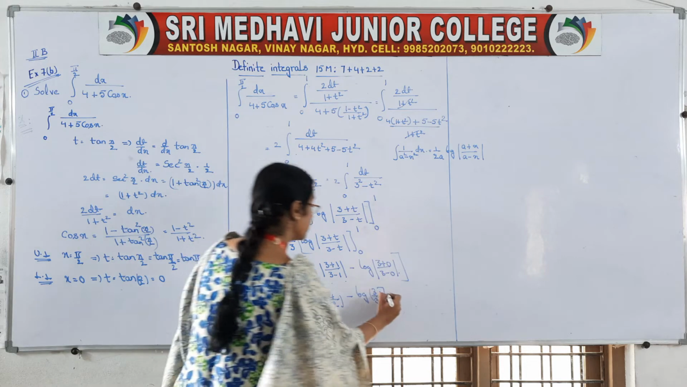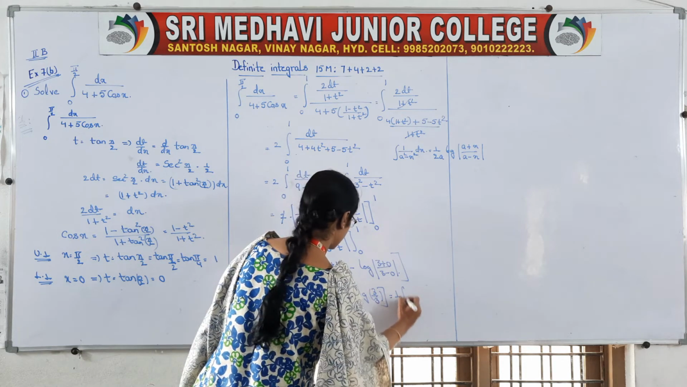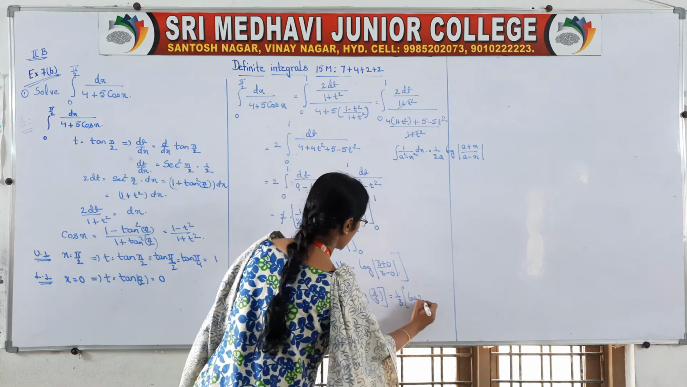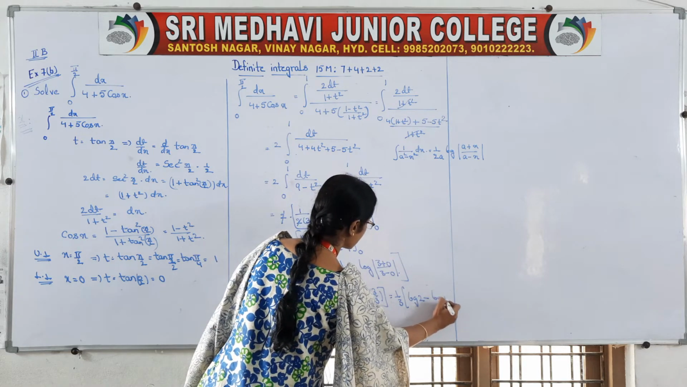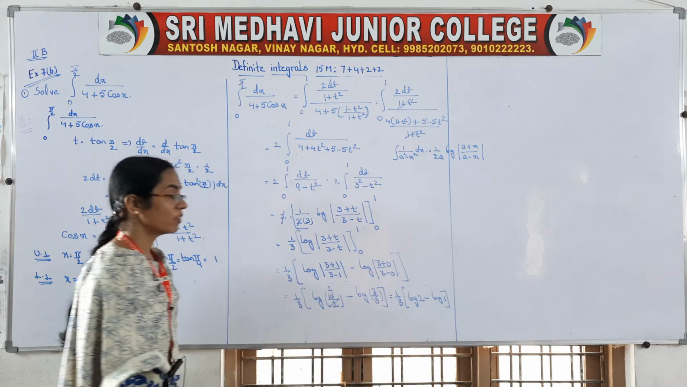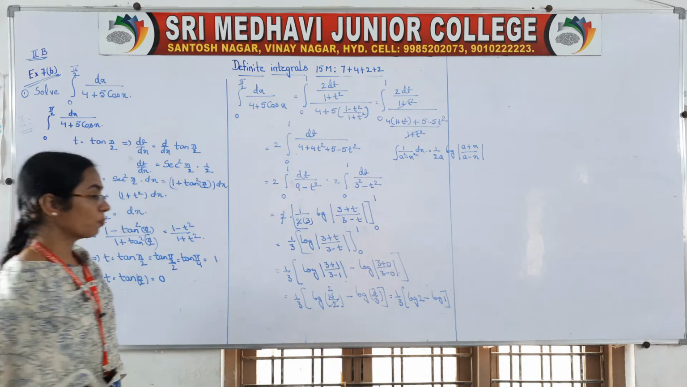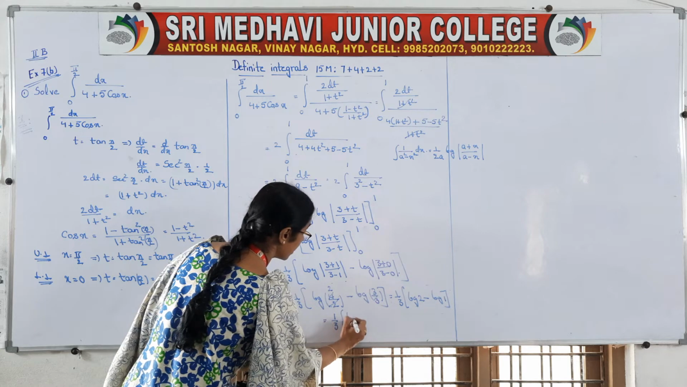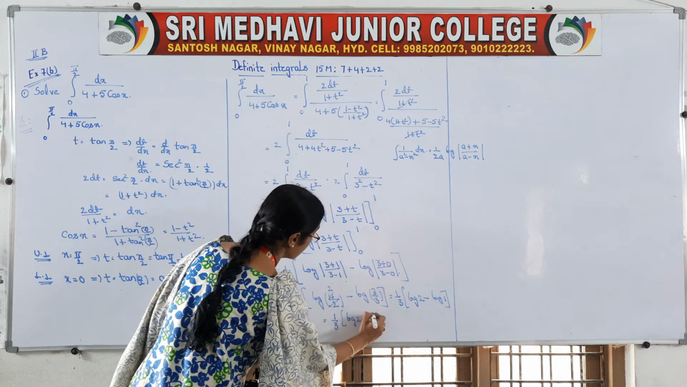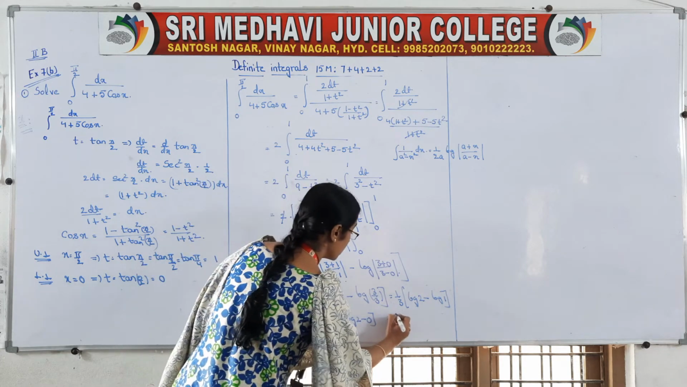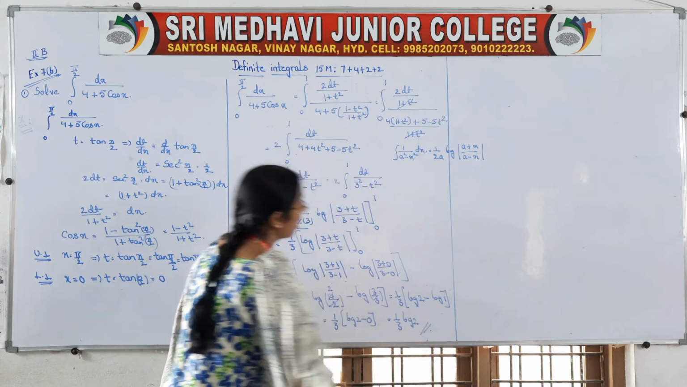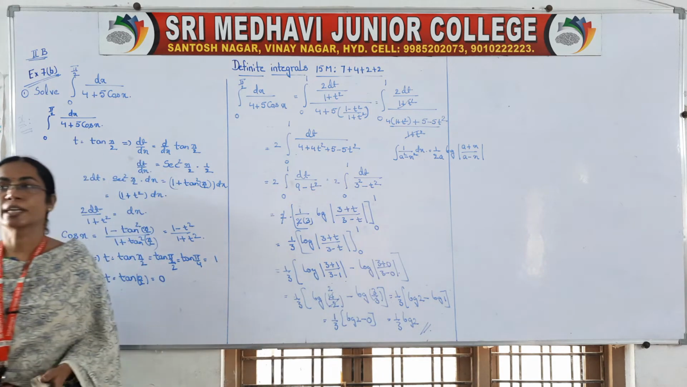So is equal to 1 by 3. This is log 2, ones are 2, twos are log 2 minus log 1. Log 1 value is 0. So is equal to 1 by 3 log 2 minus 0, is equal to 1 by 3 log 2. That is the answer of this question.